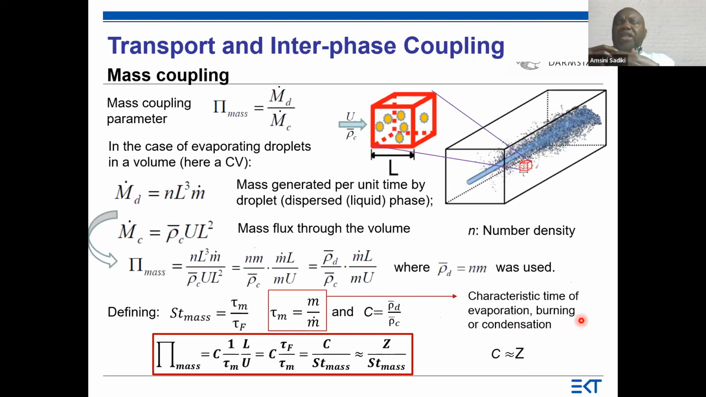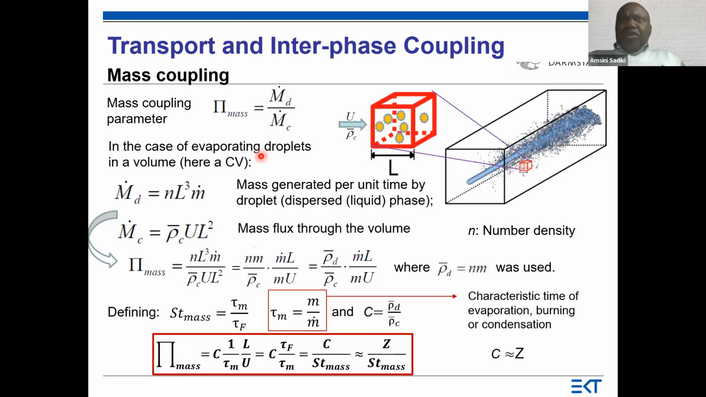We have the mass coupling, as I told you, and also momentum coupling and energy coupling. We consider that the mass coupling is due to the interaction of mass between the carrier phase and the disperse phase. Let's consider a control volume here, zoomed. The carrier phase has this density and this velocity, and it goes through like this.